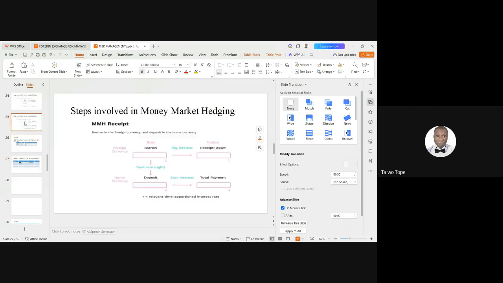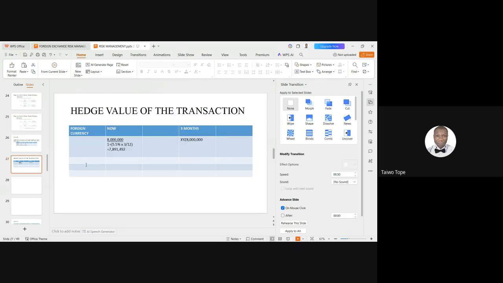Now, this value you've borrowed, what will you do with it? You can make a deposit in your own home currency. Before you know how much you deposit in your home currency, you convert this amount you borrowed into your home currency at what rate? At the spot rate. Your home currency is US dollar.